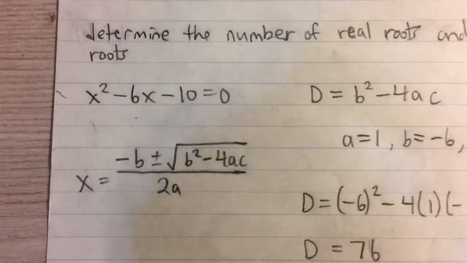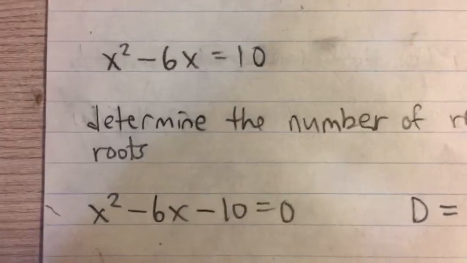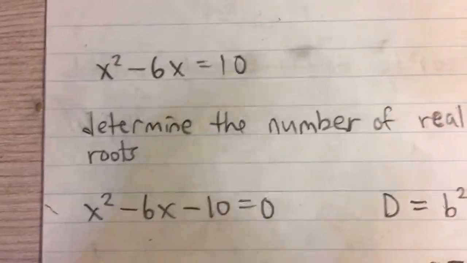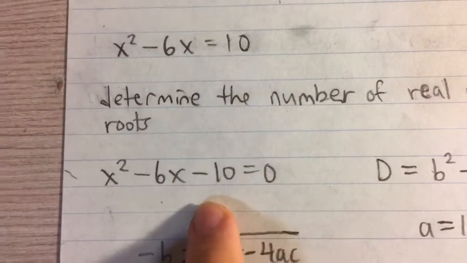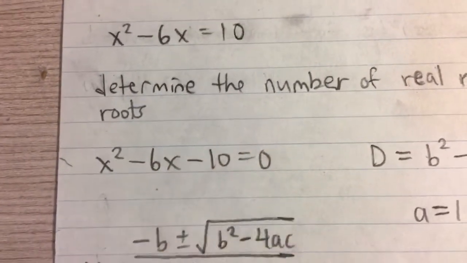And so you can see here, what we're going to do is first off, just move all the terms to one side of the equation. So subtract both sides by 10 to get x squared minus 6x minus 10.